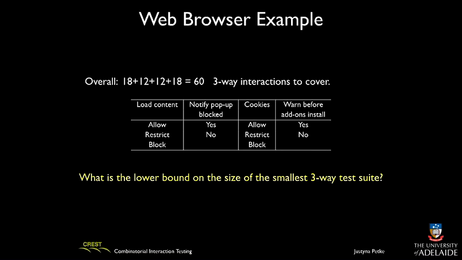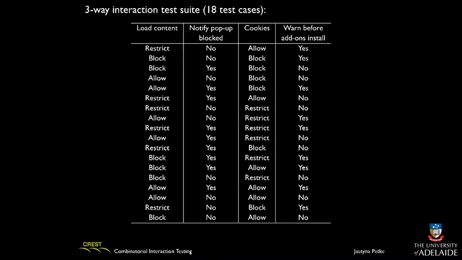19 might be, maybe 20, maybe 21. So we have to solve the problem first. We have to prove that it's maybe 18. It's just a different way of thinking about the problem, because 60 is a really large number, 36 is still a relatively large number, but somewhere between, or including 18, is the truth. It turns out that you can create a test suite of 18 test cases to cover all 3-way interactions.